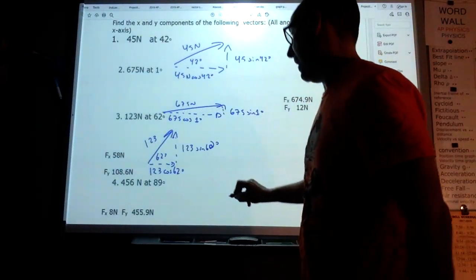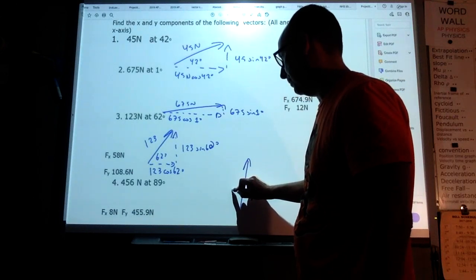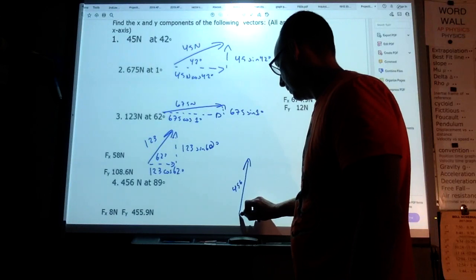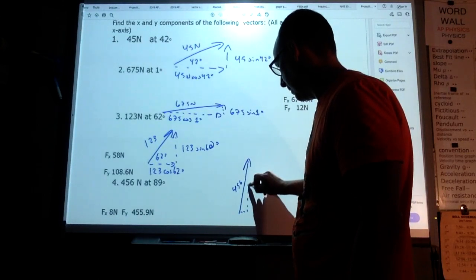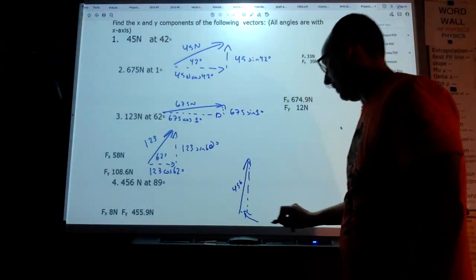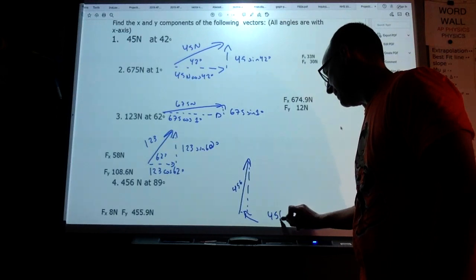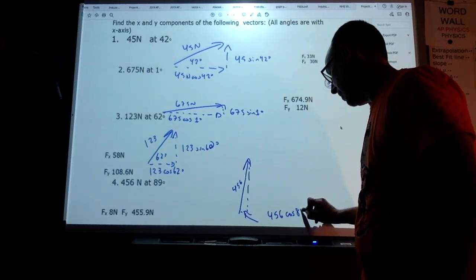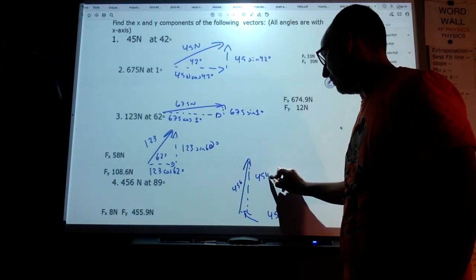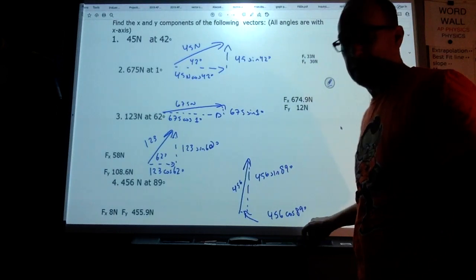Number 4, we have 456, almost straight up. So this side down there, I don't have room to write what it is, it's going to be so small, is going to be 456 cosine of 89, and this side would be 456 sine of 89.